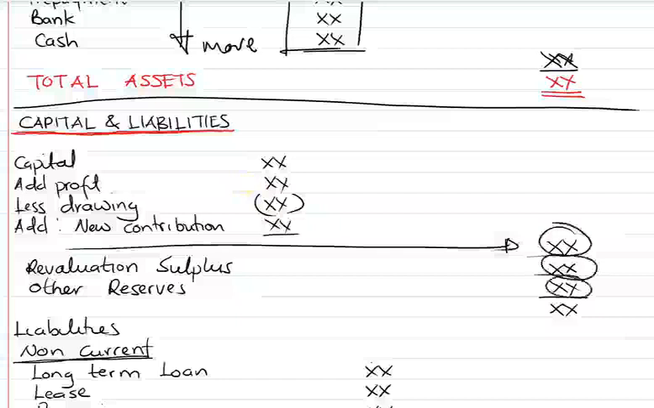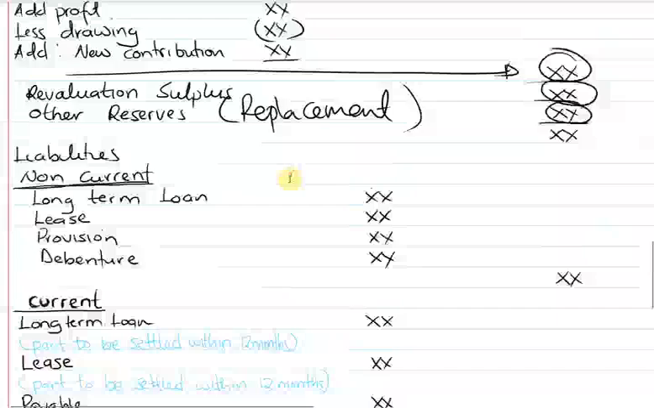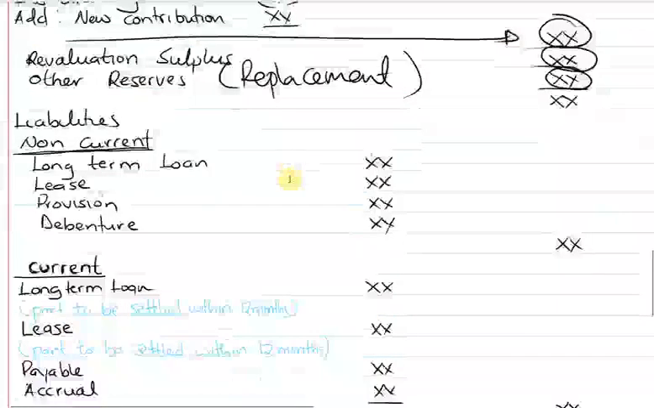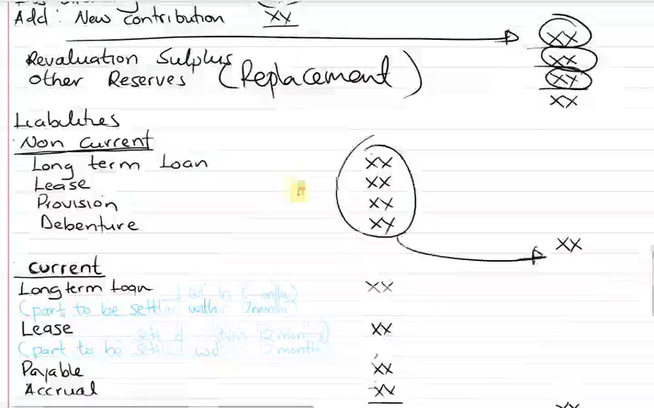I can also have other reserves, right? Maybe replacement reserve. You might be keeping a certain amount of money so that you can replace a particular asset, or general reserve. You are just keeping without a specific reason, but you are just keeping for future use. Those are general reserves. So after that, we are going to show our liabilities. So I'm going to show all our non-current liabilities. I have long-term loan, lease, provision, debentures. I'll add them up and I'll show my current liabilities.